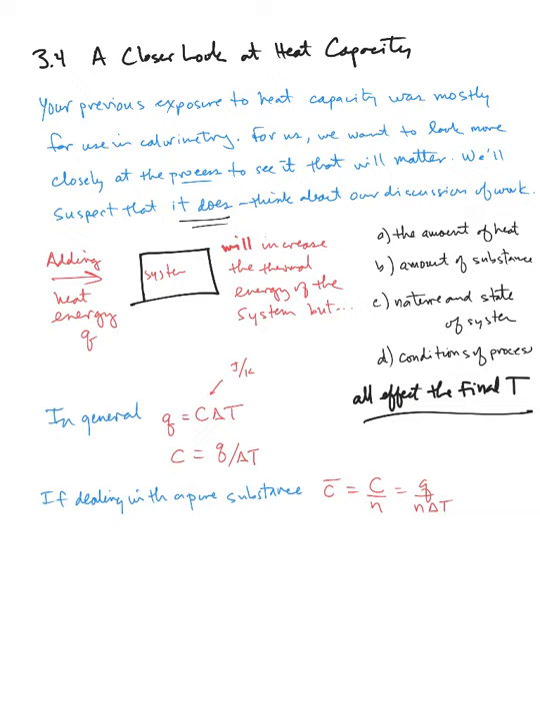If you're dealing with a pure substance, you could speak of the molar heat capacity. That's the C with the bar above it. It's going to be the heat capacity of a specific sample divided by how many moles you have.